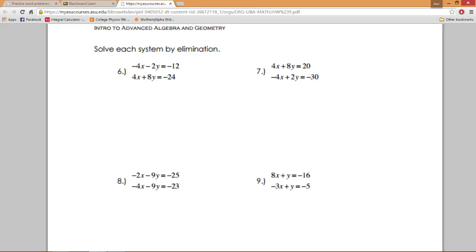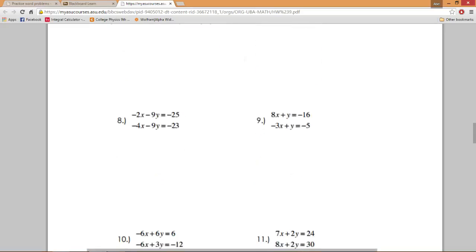Look at number 6. We got negative 4x and we have a 4x on the bottom. That's already one we cancel out and solve for y. It's a simple equation. Look at number 7. There's a 4x, there's a minus 4x. Those cancel out and we can solve for y, right? Let's look at number 8.